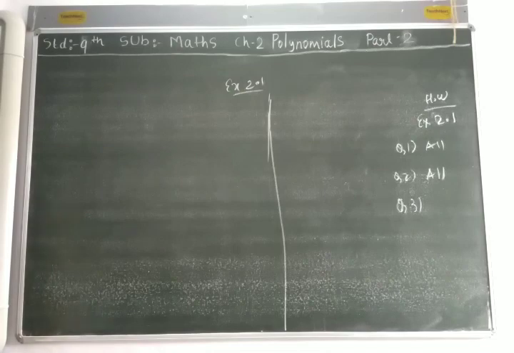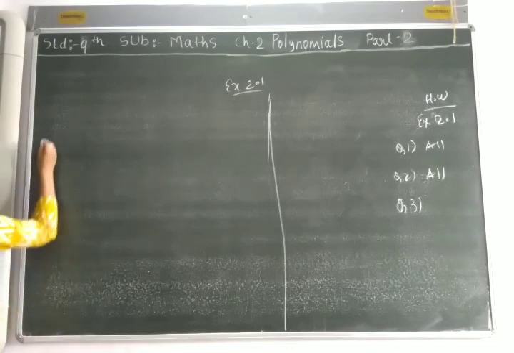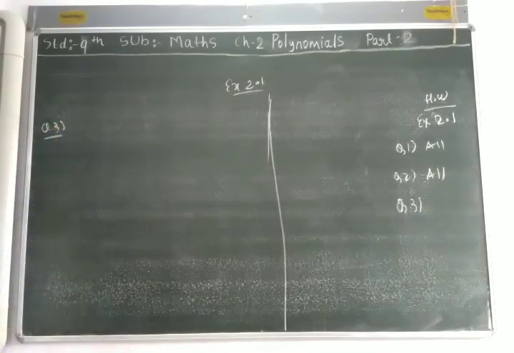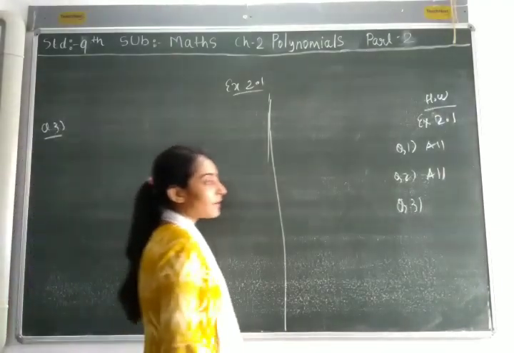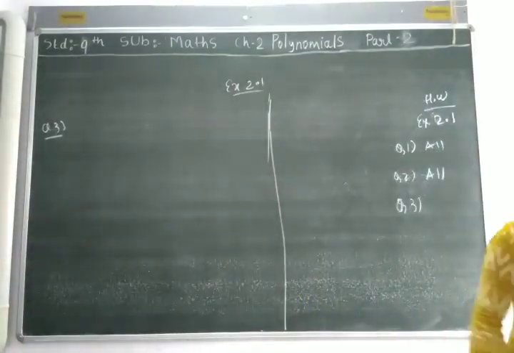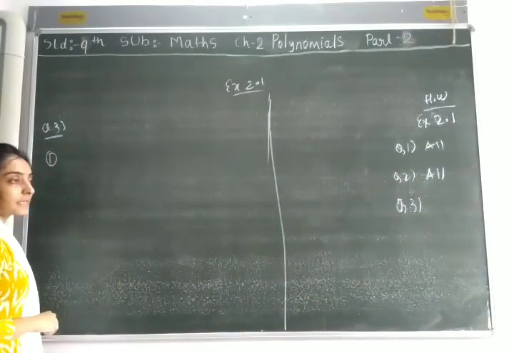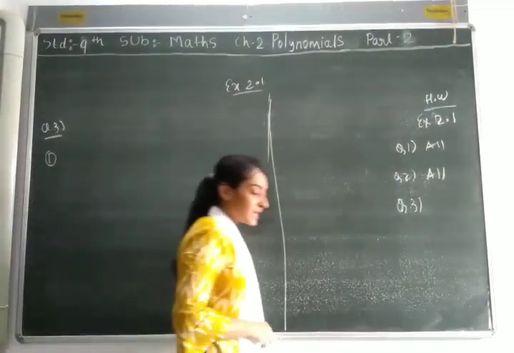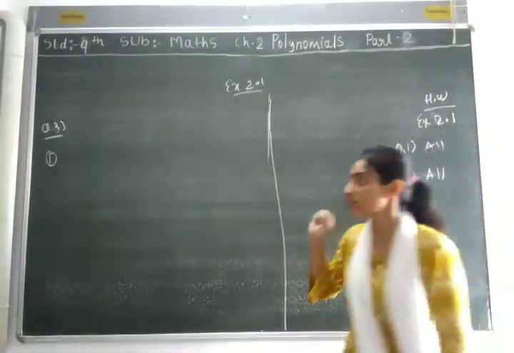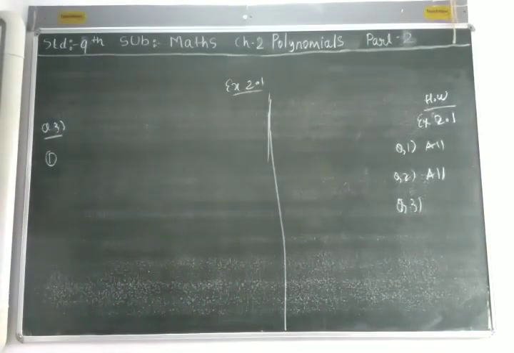The question says, give one example each of a binomial of degree 35 and a monomial of degree 100. We have to write the example. It's the easiest question. See, a binomial means it contains how many terms? Two terms. And degree is 35.